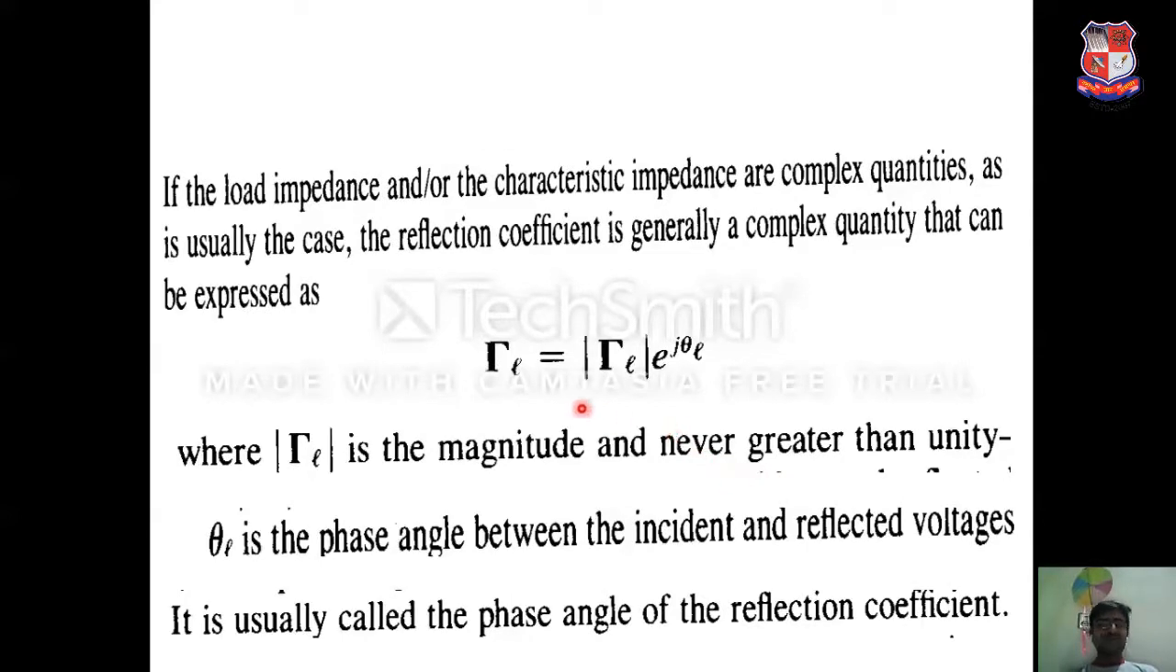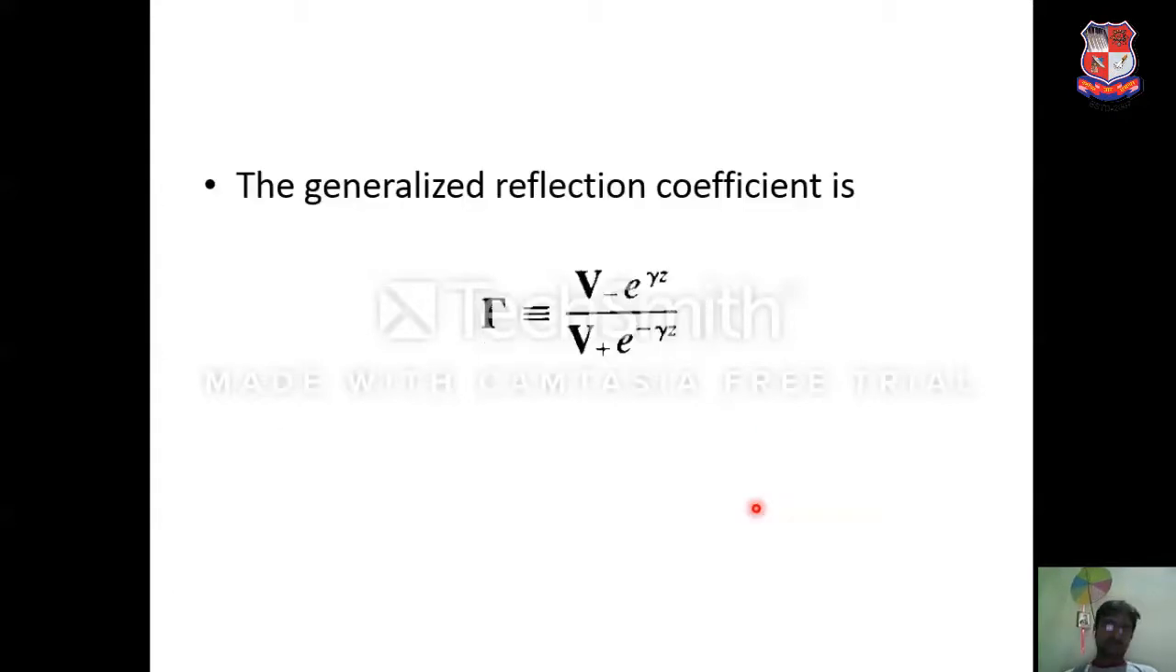But this reflection coefficient is not always a real term. It is not always a normal quantity, but mostly a complex quantity. Why is it so? Because the load impedance as well as the characteristic impedance are not necessarily real terms, but complex quantities. That's why we can define this reflection coefficient gamma L, which is equal to the magnitude of gamma L into e raised to j theta L, and so on, which we have already discussed.